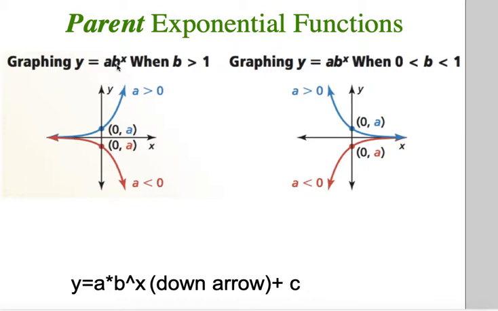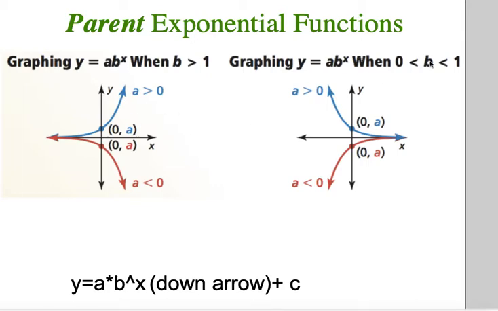B is your base, and that's going to be the most important part. That's what we're going to be focusing on. X is your variable. That's going to be your inputs, what you're plugging in, what values. And then sometimes you'll see something extra like a plus c on the outside. What that does is it moves your graph up and down. So I'm going to hop over to Desmos in just a minute after I talk about these.